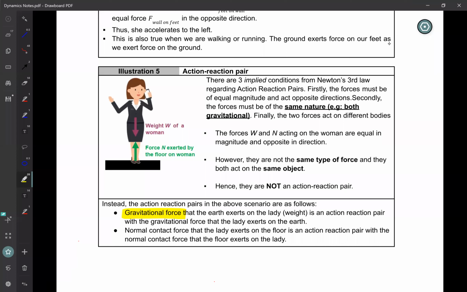And the second one is the gravitational force that the lady then exerts on the Earth. So this is the first action-reaction pair. Now, you also know that if there's a normal contact force, there must be an action-reaction pair to that as well. So the other pair will be the normal contact force that the lady exerts on the floor, and subsequently, the normal contact force that the floor exerts on the lady. So these are the two different action-reaction pairs in consideration.